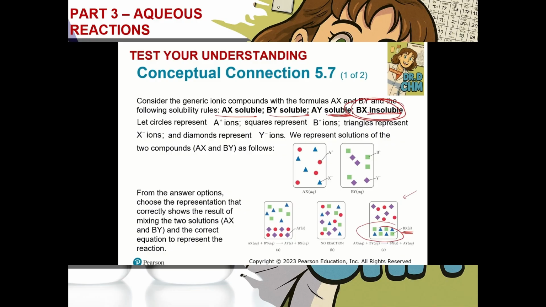So we have some elements over here, and then we have Y ions and A ions in the solution. So this is my reaction happening over here, right? Because I see the precipitate. This shows the precipitate as AY, but AY is soluble, so it will not precipitate, it will actually be dispersed in the solution.